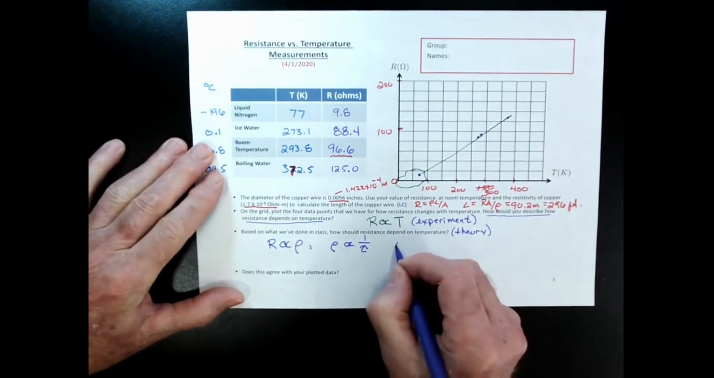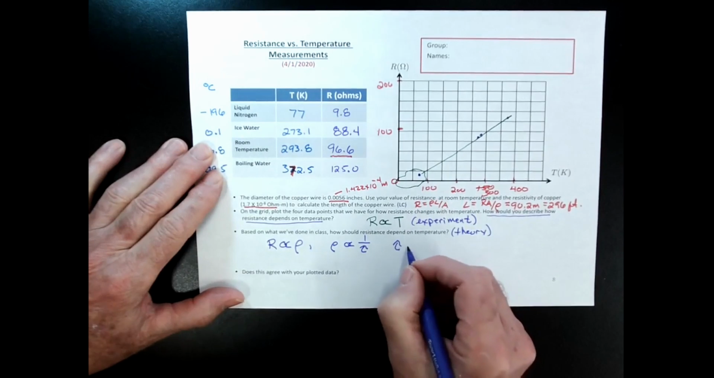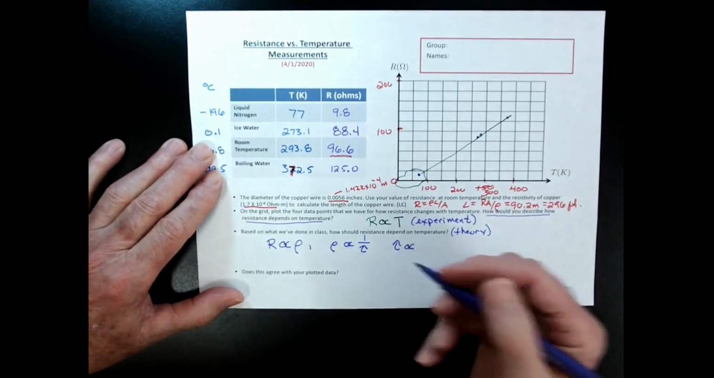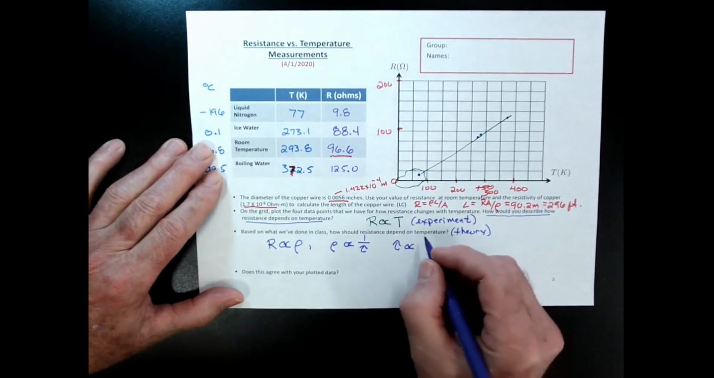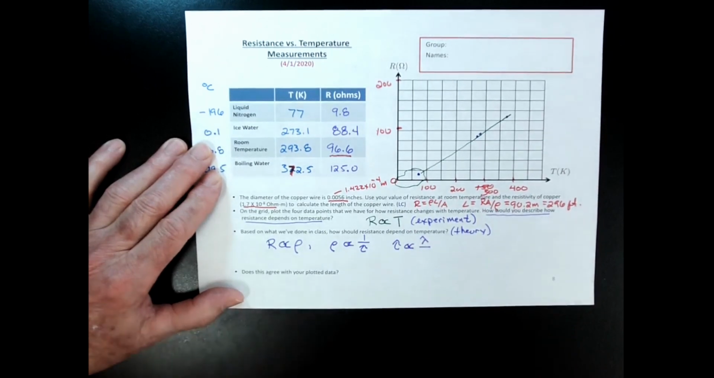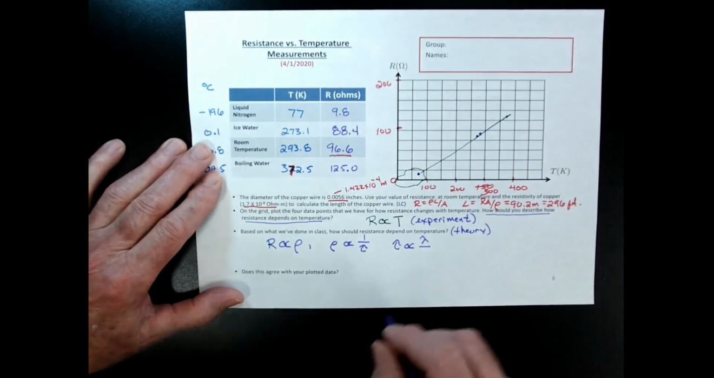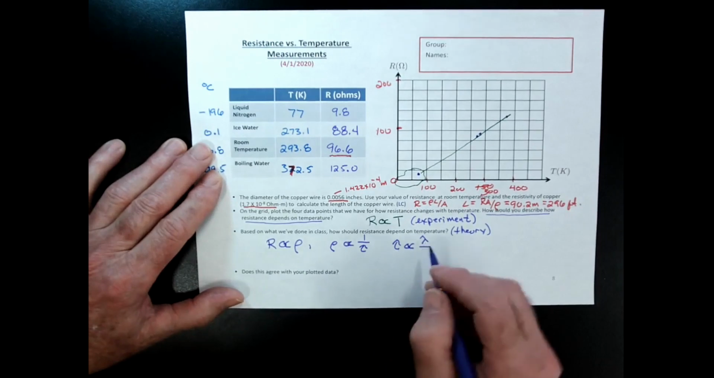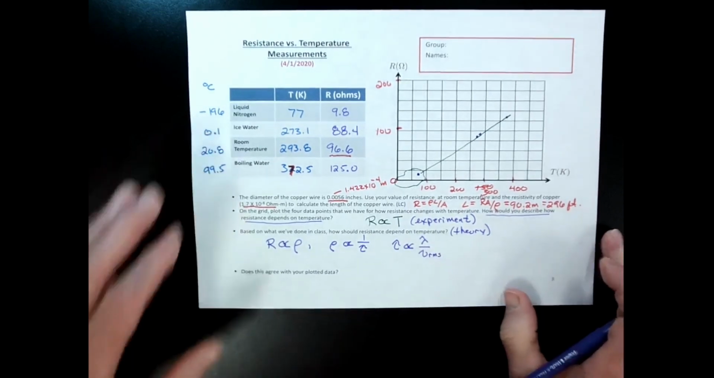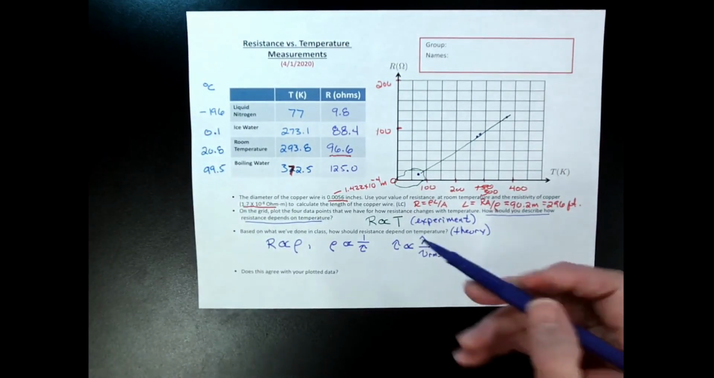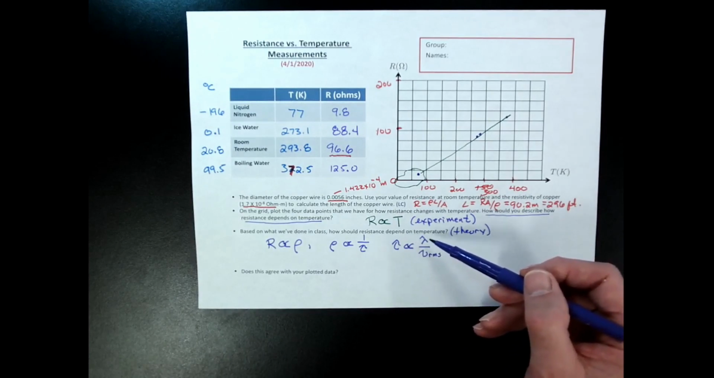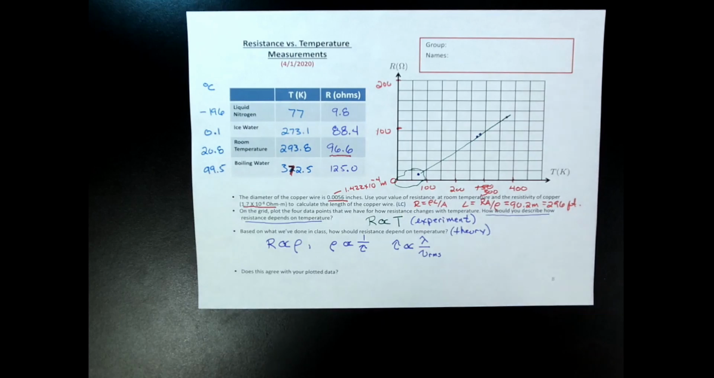Tau, the mean time between collisions, is proportional to some average distance traveled between collisions. That's the mean free path. We didn't use mean free path here, but we did use it back in chapter 20. So tau is going to be proportional to some lambda divided by some average velocity, let's say VRMS. So this says the time between collisions is proportional to the average distance traveled between collisions divided by the average speed.